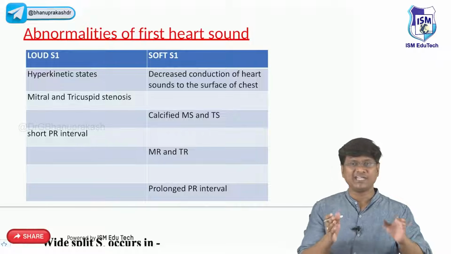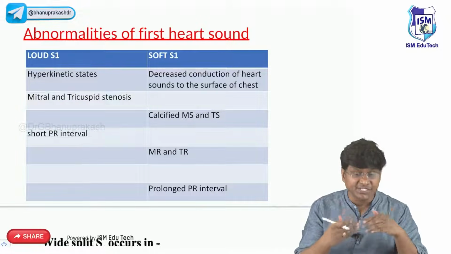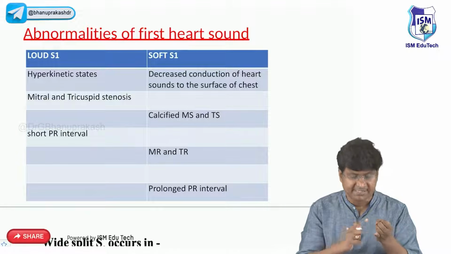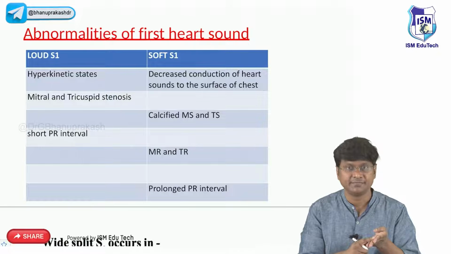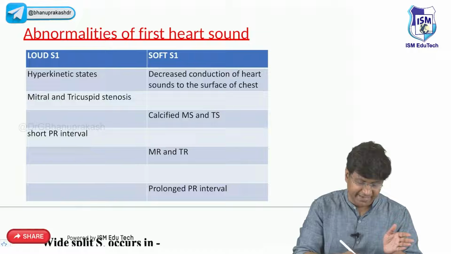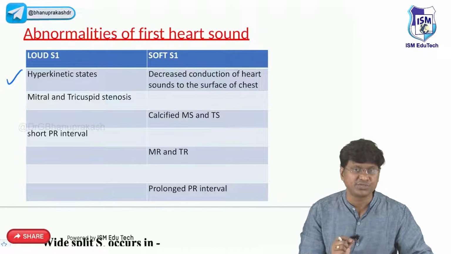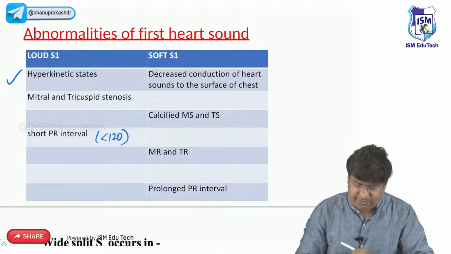So what are the conditions where you will have loud S1? What are the conditions where you will have soft S1? The conditions where you can have loud S1 are hyperkinetic states. What are hyperkinetic states? That is thyrotoxicosis, beriberi, AV fistula, anemia, pregnancy, fever. Okay, these are all hyperkinetic states where you can have loud S1. Then mitral stenosis and tricuspid stenosis and short PR interval. Short PR interval means where the PR interval is less than 120 milliseconds.